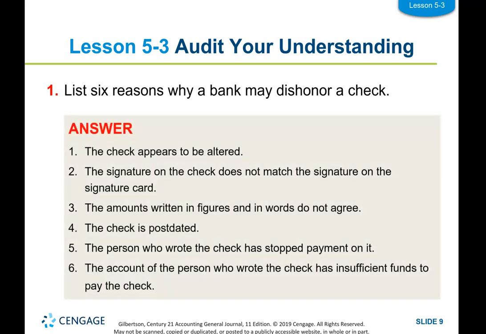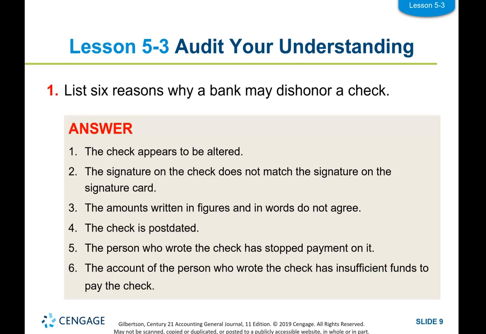So the reasons why a bank may dishonor a check. The check appears to be altered. It's like a situation of fraud where it looks like somebody tried to make $10 into $10,000 or something. The signature on the check does not match the signature on the signature card, so it looks like there's some fraud taking place another way. The amounts written in figures and in words do not agree.